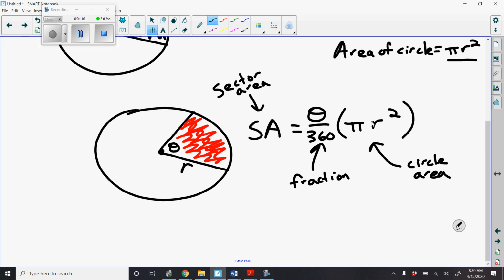So a sector area is just a fraction of the circle. If you think about having a pizza, let's say you cut a pizza into 6 equal slices. What's the area of one of those slices, one of those sectors? Well, it would just be 1/6 of the area of the whole pizza. And that central angle would have been 60 over 360. Okay, let's do some examples quick.